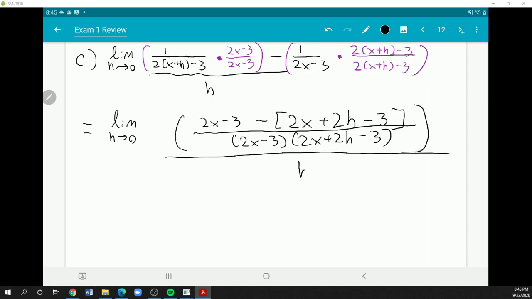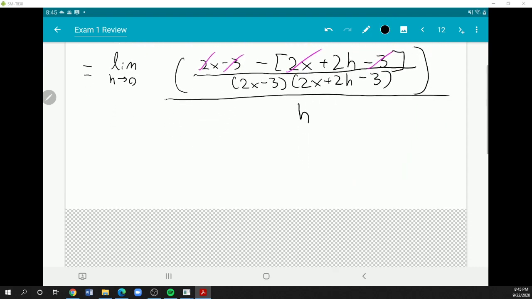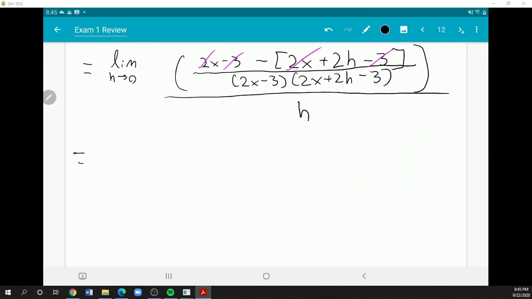And then you get over h. So what's going to cancel? I have a 2x here, a 2x there, and I'm subtracting. A minus 3 here, a minus 3 there. And I'm not going to forget this minus sign like I always do.